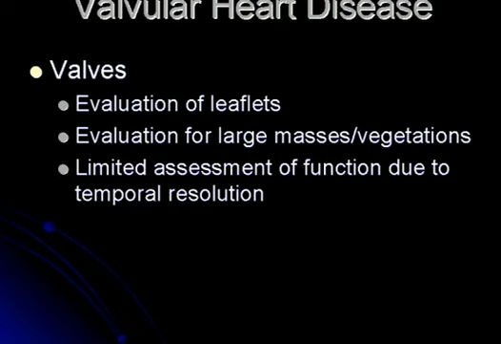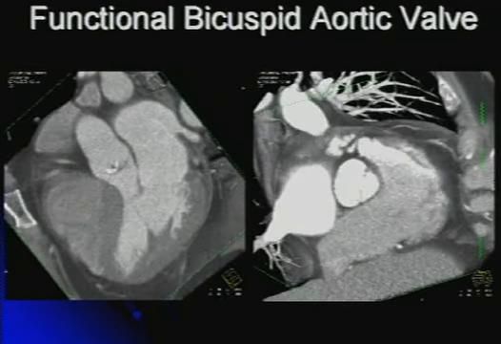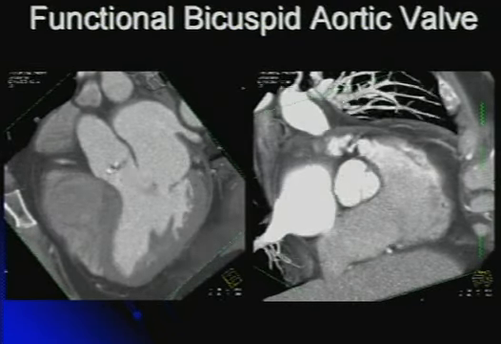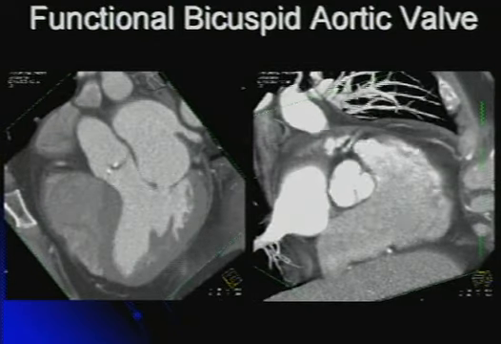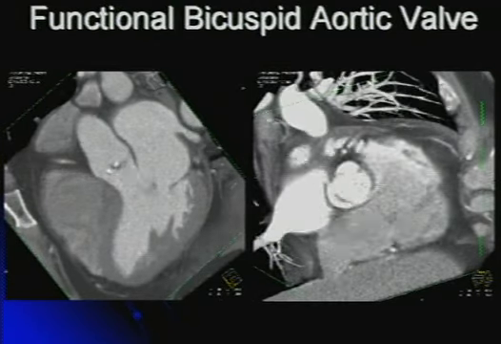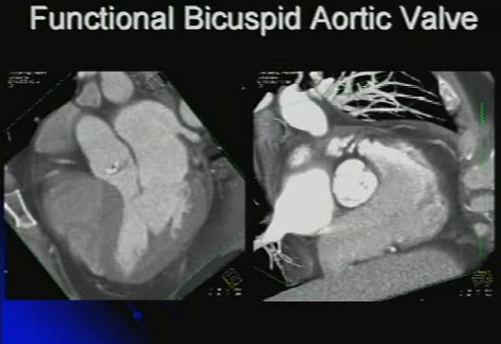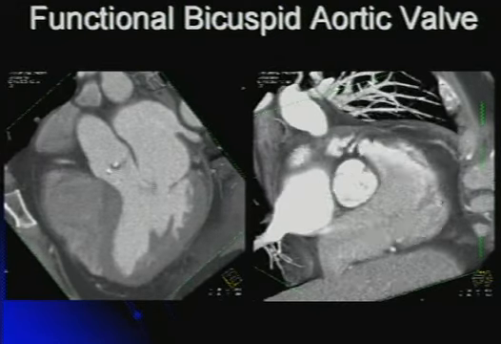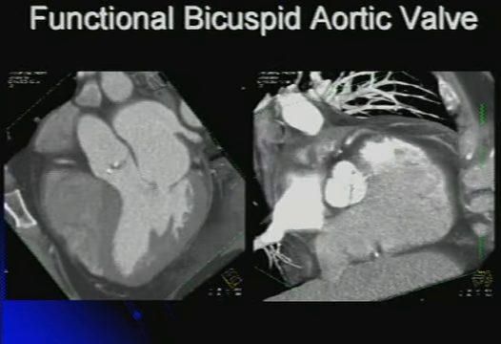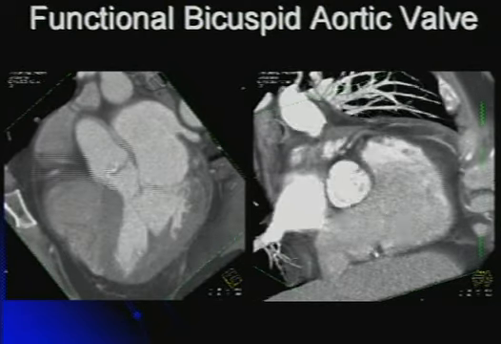And then just a word about valvular heart disease. I think Dr. Jacobs may have shown you a little bit of some of these images, but with our functional imaging, we can visually assess the aortic valve and mitral valve, as well as the tricuspid, depending upon how your contrast injection is timed.